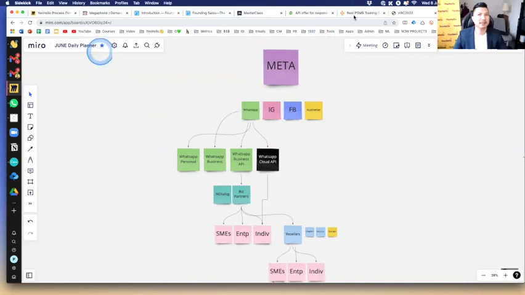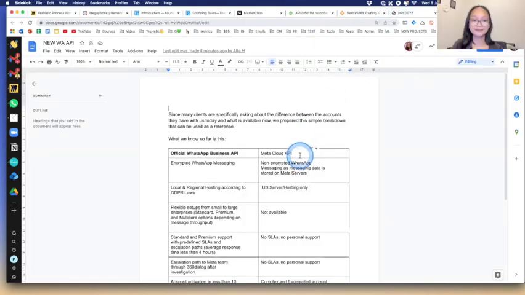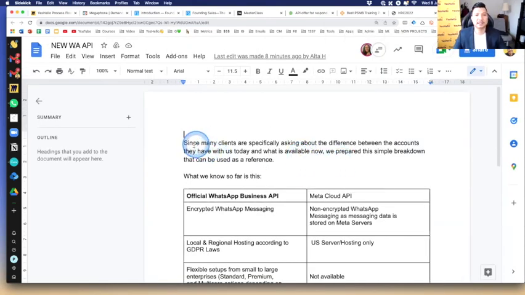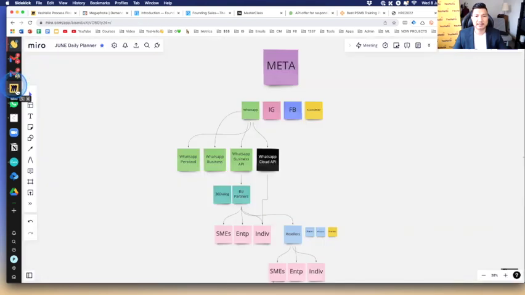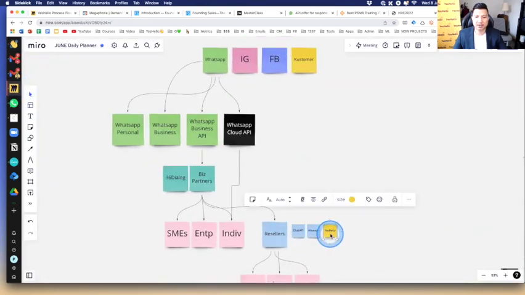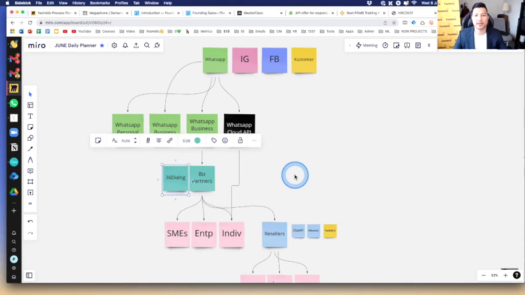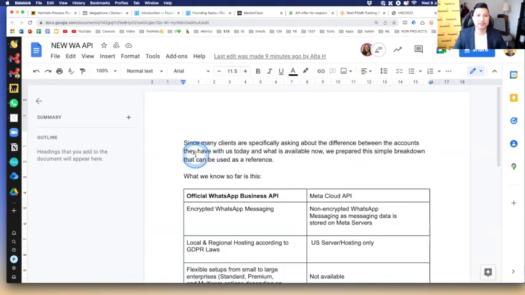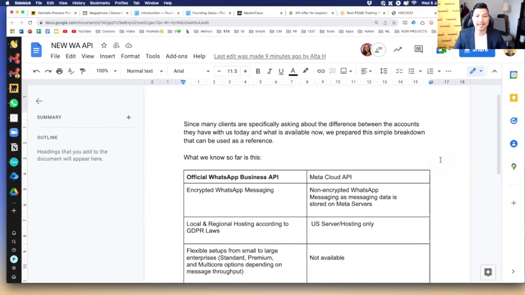So let's get into a little bit of an explanation of what is the difference, right? So it says here, since many clients are specifically asking about the difference between the accounts they have with us, right? So those accounts that are with us are purchased through YesHello, and then we resell either Chat API or 360 Dialogue, or we have a few others that we partnered with, MessageBird. So it depends on what you guys want. Okay, what's the difference between what they have with us today and what's available now? We prepared this simple breakdown that can be used as a reference.